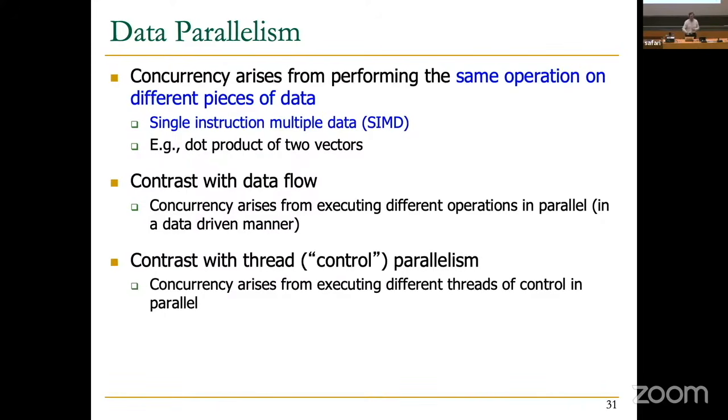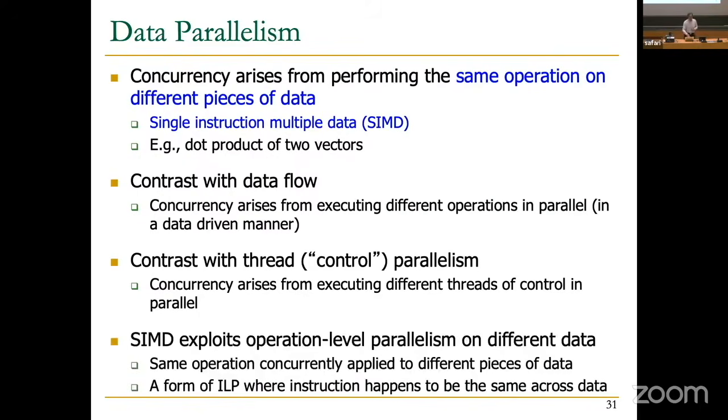This is multiple instruction, multiple data. The concurrency arises from executing different threads of control in parallel, different tasks in parallel. And again, these may have nothing to do with each other. But we're going to get back to GPUs because GPUs are going to combine SIMD and thread parallelism in a very particular way soon.